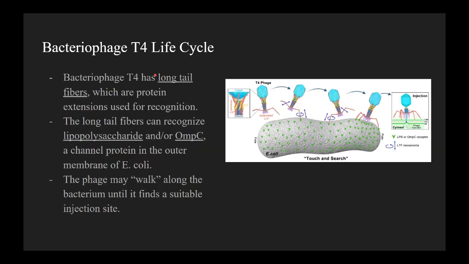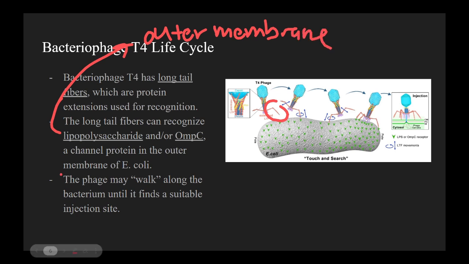So we saw that the phages have these LTFs, these long tail fibers, sticking off of the end here that help them recognize where exactly they need to inject the DNA into. So for the T4 phage, these long tail fibers recognize specifically lipopolysaccharide. Recall that this is found in the outer membrane of gram-negative bacteria, and of course E. coli is a gram-negative bacterium.